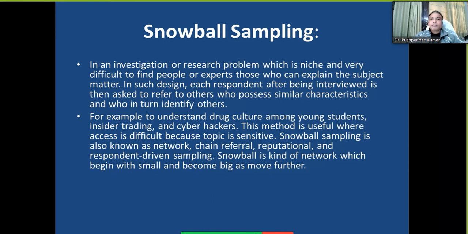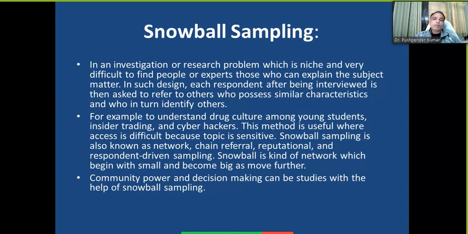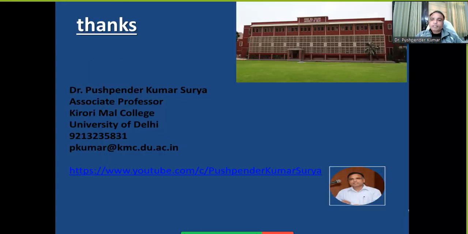So snowball sampling is also known as network, chain referral, reputational, and respondent driven sampling. Snowball is a kind of network which begins small and becomes big as you move further. So you have one person who is in surrogacy, then slowly they will disclose. So you have one person, who will talk about two or three others, who will talk about another two. Like this you can create a chain. And here community power and decision making can be studied with the help of snowball sampling.